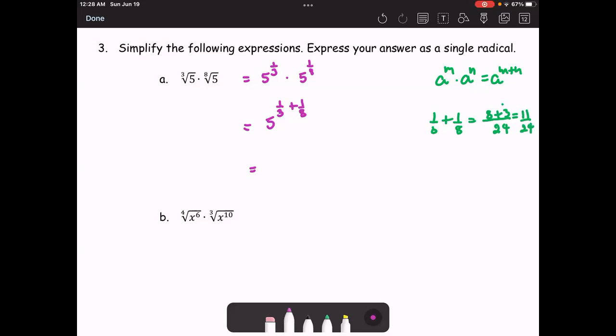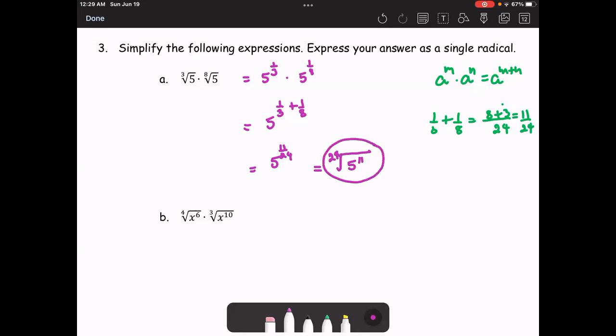So the power simplified to be 5 to the power 11 over 24. And we're going to write it as a single radical. 11 is the power, 24 is the index of the root. So then we can write it as 24 as the index, or the 24th root of 5 to the 11th power.